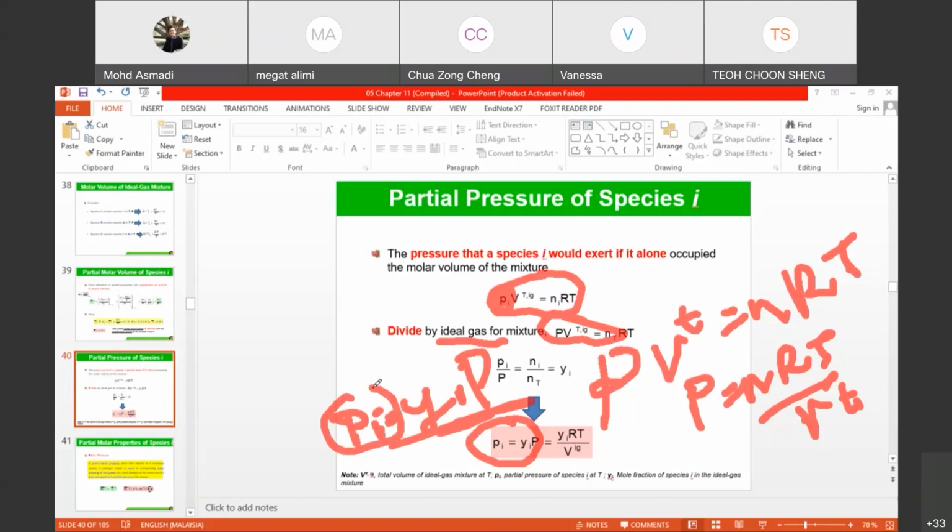Okay, so in order to get the total pressure, you have to sum the partial pressures. For example, if you have species A, B, C, then p_A plus p_B plus p_C gives you P total. This is something you already learned in the mass and energy balance class.